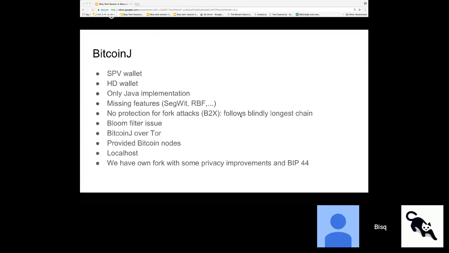As I said, when you have a local Bitcoin Core node running and you start up Bisq, then you automatically connect only to this localhost node. So that gives you the best privacy, of course.